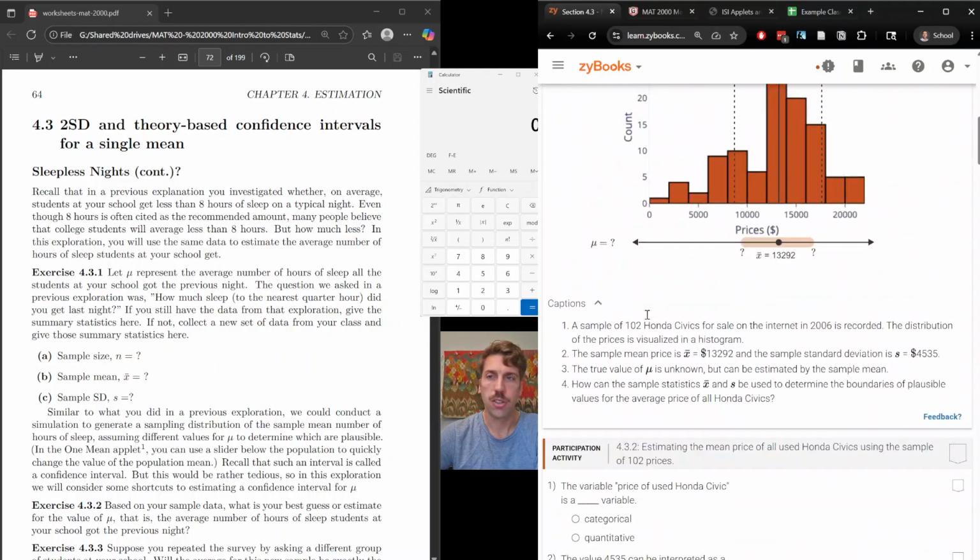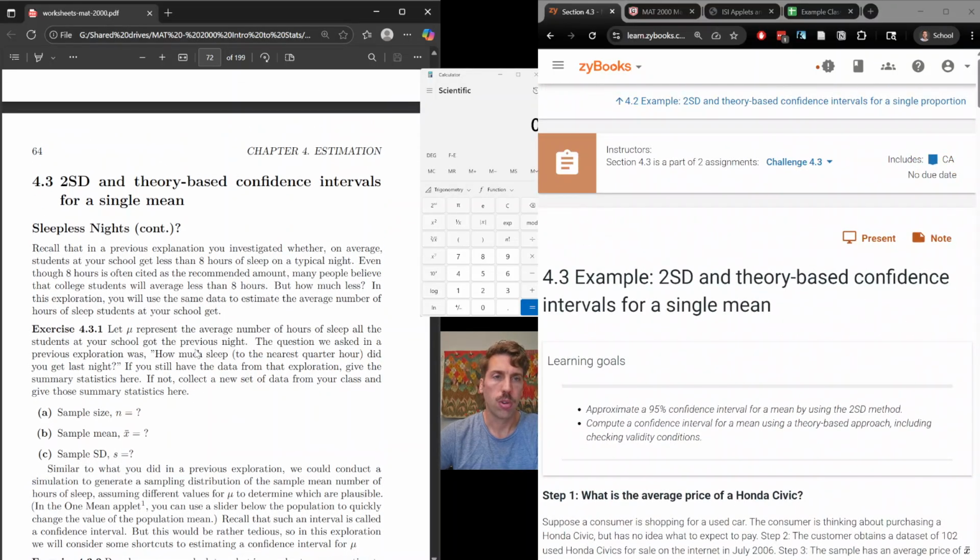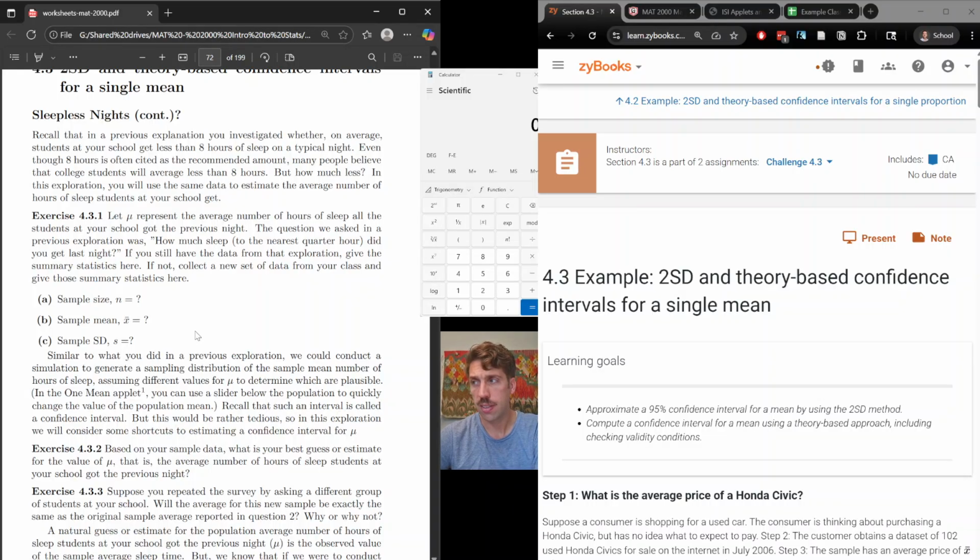So let's turn to our worksheet then. For our worksheet, we're going back to the hours of sleep of college students. You might want to look back at our class data from section 3.3 for this. For number one, if mu represents the average number of hours of sleep of all the students at Grace College got the previous night, the question we asked in a previous exploration was, how much sleep, to the nearest quarter hour, did you get last night? If you still have the data from that exploration, go and get it, that's section 3.3.